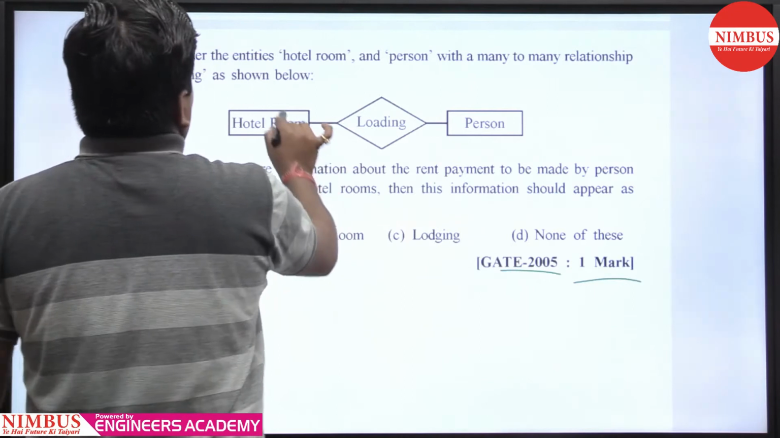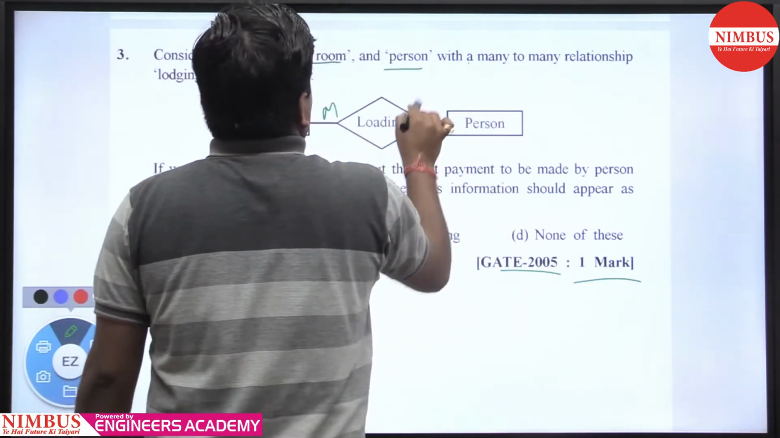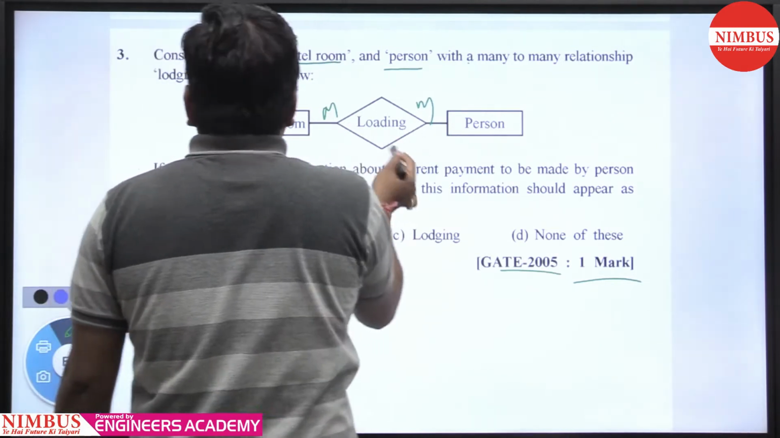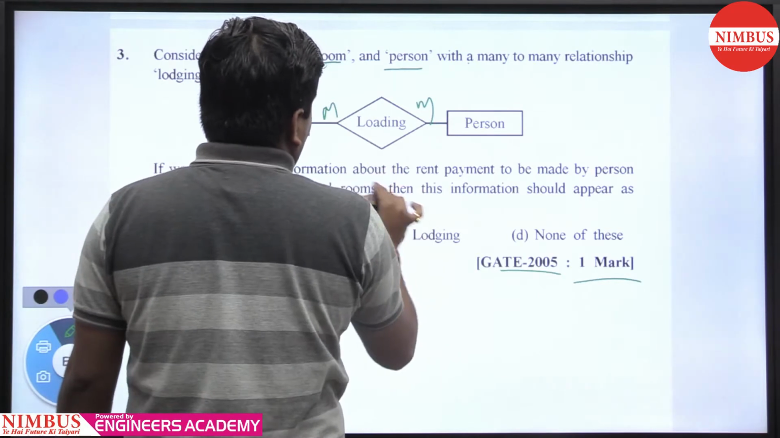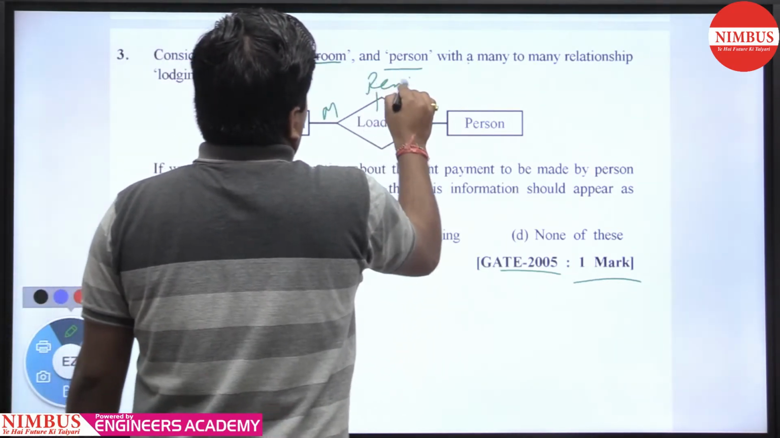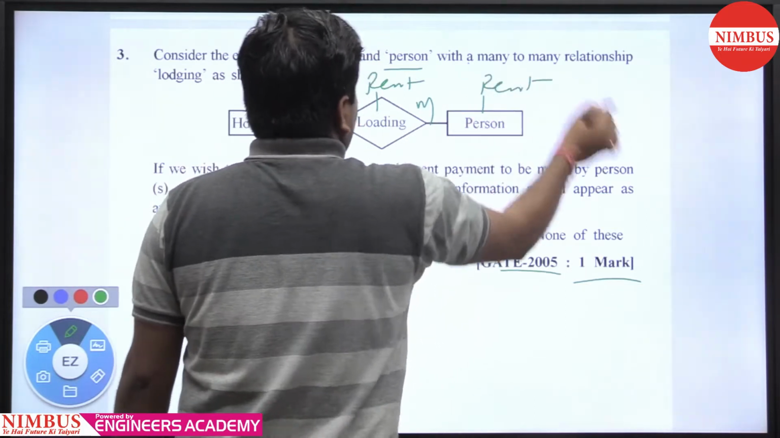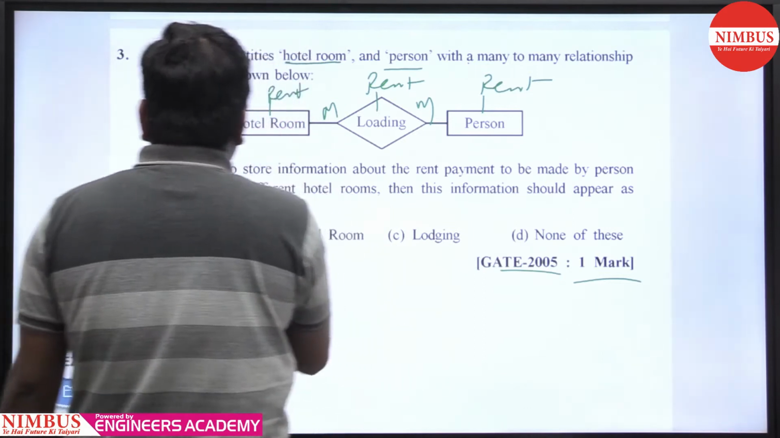Consider the entities hotel, hotel room and person, which have a many to many relationship, and lodging is shown as below. We wish to store the information about the rent. We want to store the rent, so either we store it here, or here, or here. The rent is paid by many persons occupying different hotels. Then this information should appear in the attribute of.